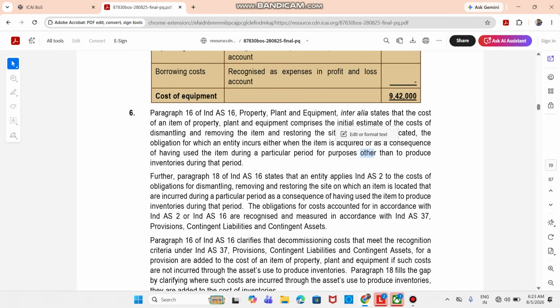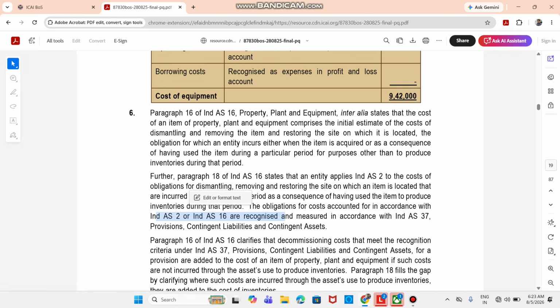Next, as per the relevant paragraph in Ind AS 16, it states that an entity applies Ind AS 2 to the cost of obligations. I repeat, stay along with me. So the point is, as per the relevant paragraph in Ind AS 16, an entity applies Ind AS 2 to the cost of obligation for dismantling, removing, and restoring the site on which the item is located, which are incurred during a particular period as a consequence of having used the item to produce inventories during the period. So the obligations for the cost in this case, under Ind AS 2 or Ind AS 16, should be recognized and measured as per Ind AS 37.